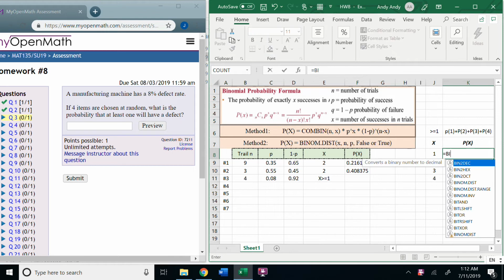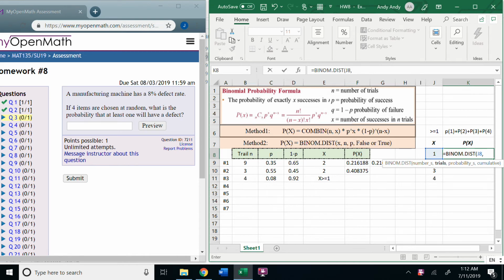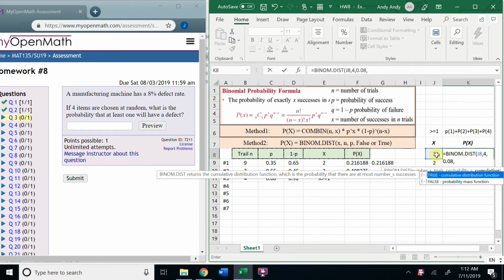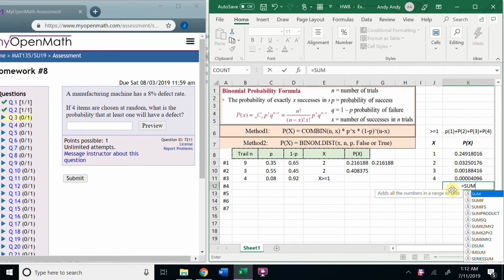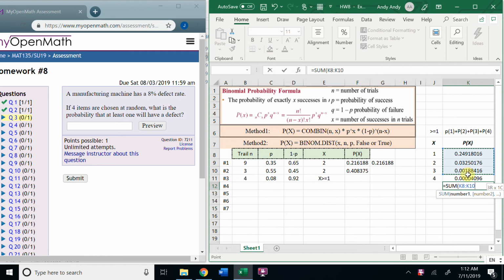So this is binomial, x is 1, then n is 4, then the probability is 0.08, and because we calculate it individually, we choose false. Enter. The rest of them we could just directly get the answer, and we need to get the sum, which is the above four numbers added together. That's the answer.